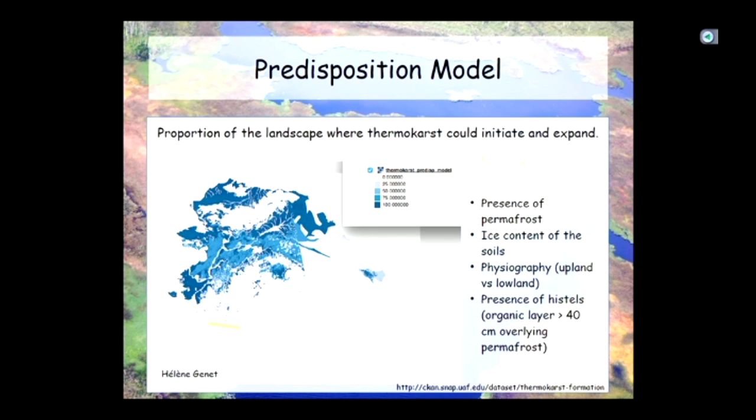Part of the ATM, the Thermokarst model, is determining where Thermokarst could happen. And so we developed a predisposition model, which is based upon the presence of permafrost, the ice content of the soils, and physiography, whether it's a lowland or an upland, and the presence of histels, which are a thick organic layer overlaying permafrost, which we believe is susceptible to Thermokarst. And so these darker blue areas are more susceptible to degradation of the landscape, and the lighter areas are less. If there's no possibility of degradation, we don't run the model in that area. If it is susceptible to landscape change, then we will run the model in this area.